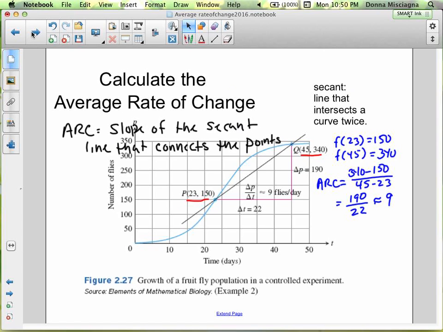So we have 190 divided by 22, but since we're talking about fruit flies, we might want to round to the nearest fly. So that's approximately 9 flies a day. Right, so that's the growth of our fruit flies in a controlled experiment here. So we have 9 more flies a day, which sounds pretty icky to me.